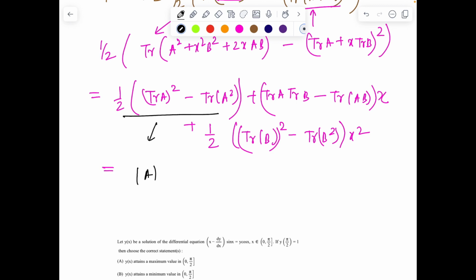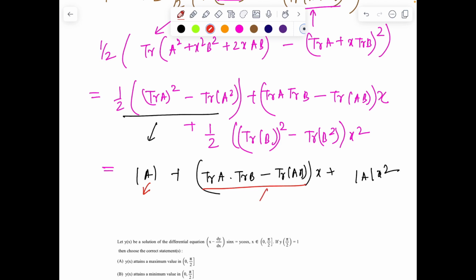By consequence of the Cayley-Hamilton theorem, the first expression is det of A, the second is trace of A into trace of B minus trace of AB, times x, and the third is det of B times x square. Now everything is known, because det of A is given, det of B is given, and moreover det of A plus x is given.